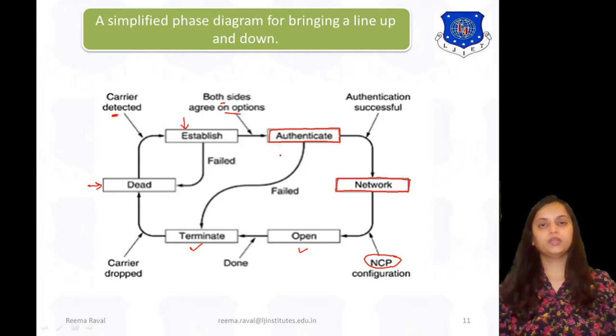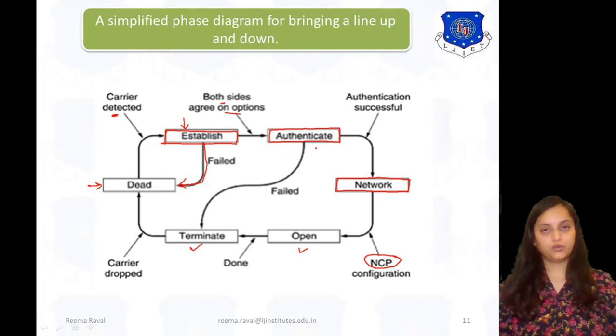Now as you can see, there are two intermediate states. That means whenever the established state fails, that means if both sides do not agree on options or there may be any other condition, and if this state fails, it goes again to the dead state. That means now it has to again find the carrier and then the established state has to be obtained again. Now if the authentication is unsuccessful or if it fails, then it will directly go to termination. That means it will directly terminate the line.